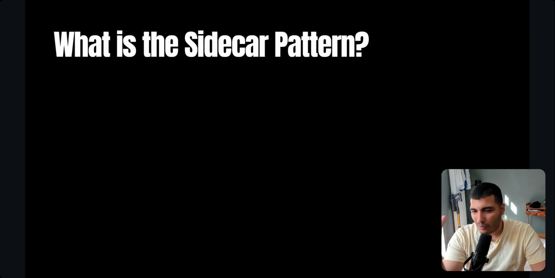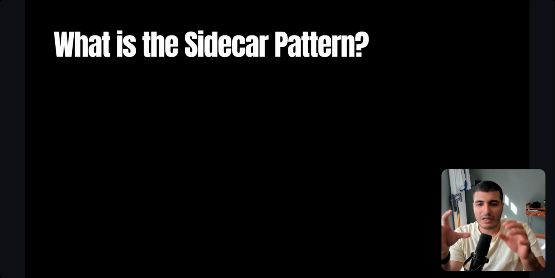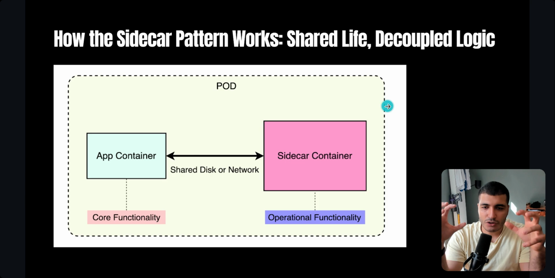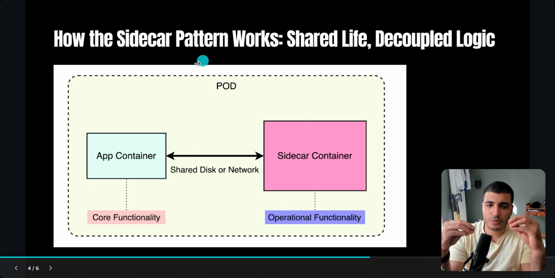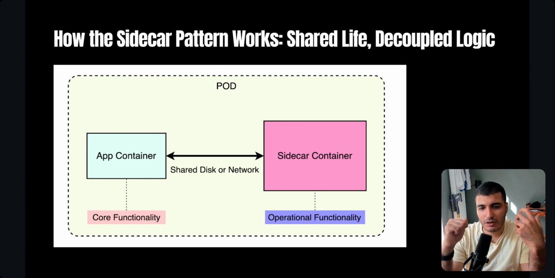Okay, so how does it work? First, we have the shared environment. Basically, both your main application container and the sidecar container are deployed together in a single deployment unit, a Kubernetes pod. They share a network namespace, so they can communicate with each other via localhost. This is crucial for their interaction.